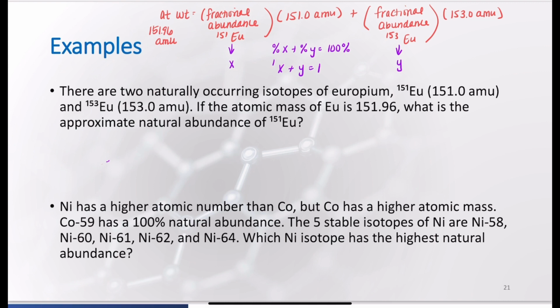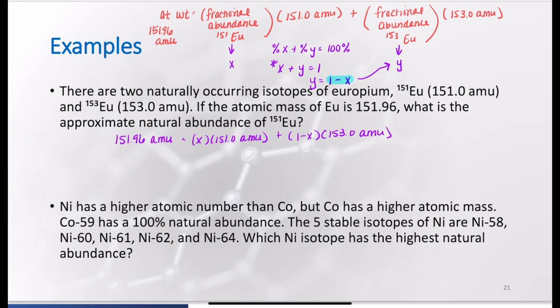I'm going to rearrange this equation here, and I'm going to say, okay, well, Y is equal to 1 minus X. I'm going to take this and substitute it in for Y in my equation. Now I've got 151.96 AMU is equal to X times 151.0 AMU plus 1 minus X times 153.0 AMU. I'm going to drop the units here in a sec because we're going to go to percentages anyway, and the units just kind of make it messy to do. Most of the time you cannot drop units. On an example like this, I would not care if you dropped the units and just worked with your numbers.